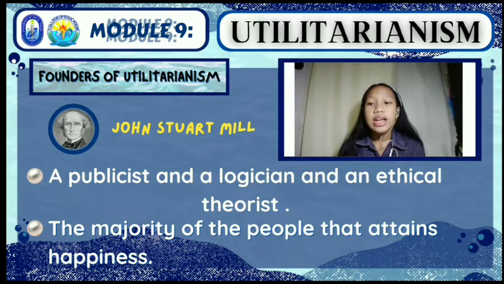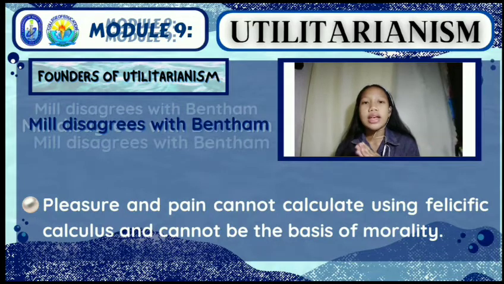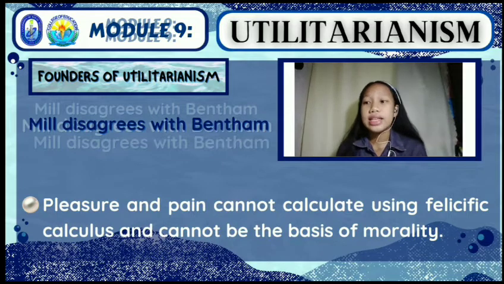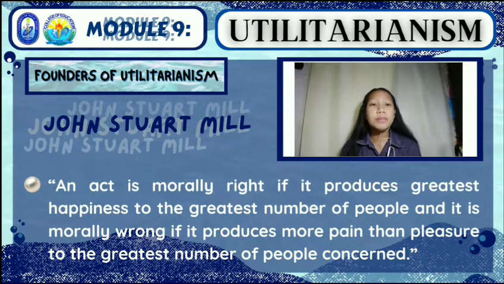So according kay Mill, it is morally right if the majority of the people attains happiness. So, si Mill ay sumasalungat sa kiniklaim ni Bentham. Hindi siya sang-ayon na ang philosophic calculus ang pagbabasehan kung morally right or wrong ba yung naging resulta ng isang aksyon. So, there is a famous utilitarian claim that said that an act is right if it produces greatest happiness to the greatest number of people, and it is morally wrong if it produces more pain than pleasure to the greatest number of people concerned.